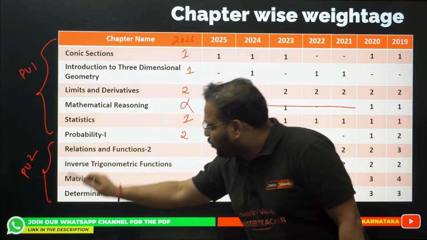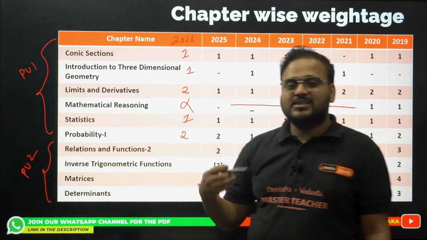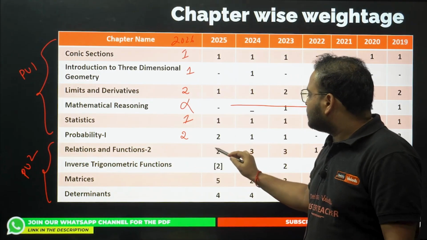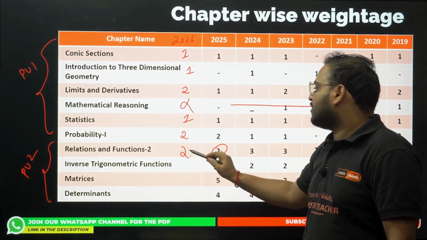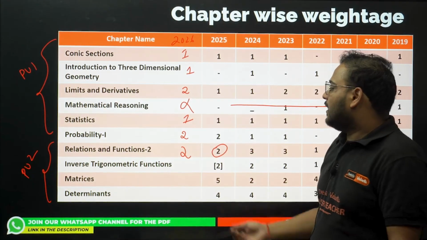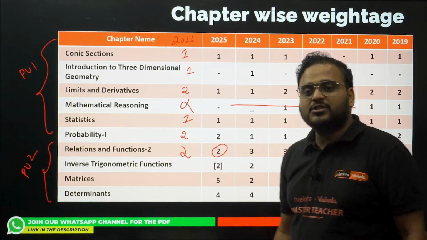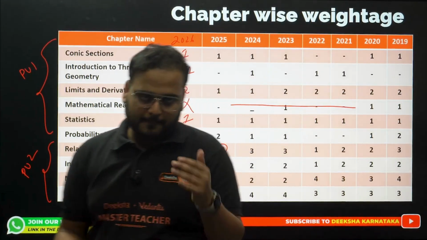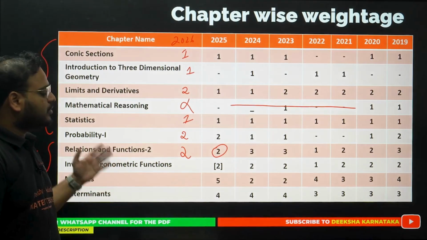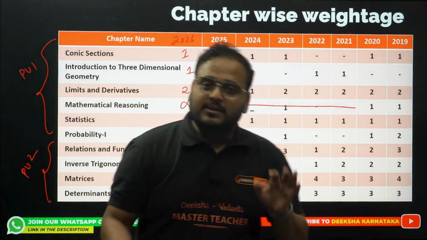Now if you start from the PU2 part, where the syllabus, of course, weightage is higher, relation and function had 2 questions this year. You can also expect 2 to 3 questions this year as well. Okay, inverse trigonometric function had 2 questions, but why is this in brackets the last year? Because there was no direct question. Usually what happens is they can also ask you a direct question on inverse trigonometric function. This year they didn't do that.